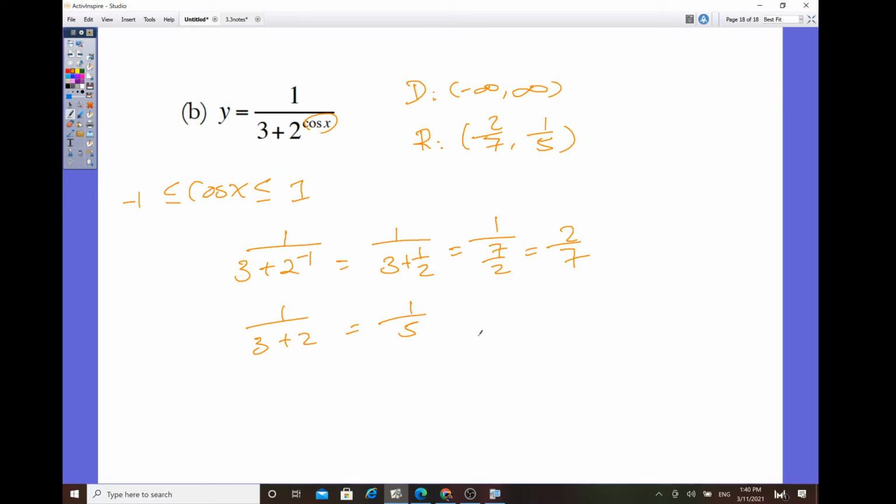Okay, so now let's see what else we have. Oh, another thing is the 0. So let's say that cosine of x could be 0. If you plug in cosine of x equals 0, then that'd be 2 to the power of 0, which is 1. So 1 over 3 plus 2 to the 0 power, then that'd be 1 over 3 plus 1, which is 1/4. So 1/4 is actually greater than 1/5. So I would say that it's bounded from 2 over 7 to 1/4.